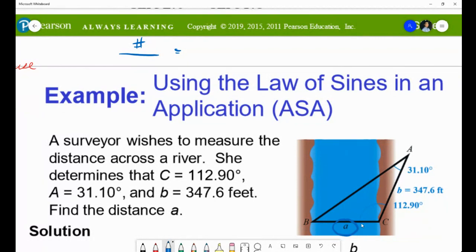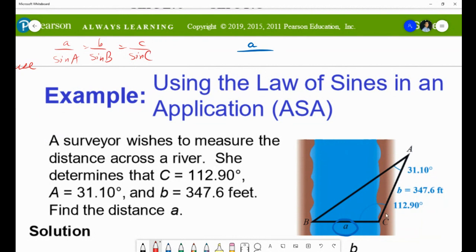This is the distance I want to find, so that would go on top of here. Remember the ratio: A over sine A, B over sine B, and C over sine C. Whatever ratio we have, we're going to use.